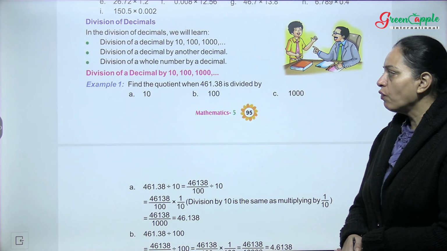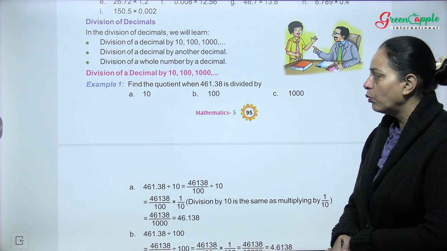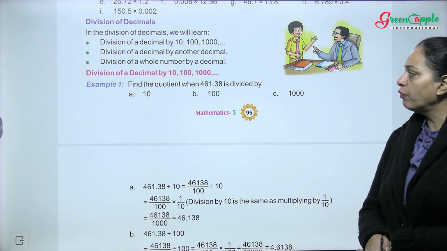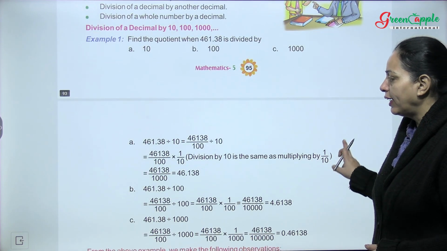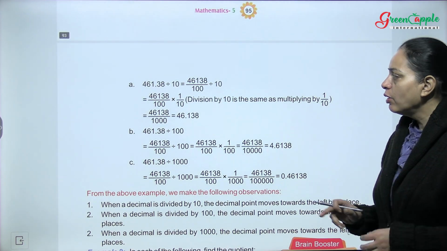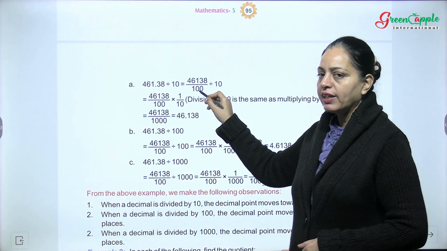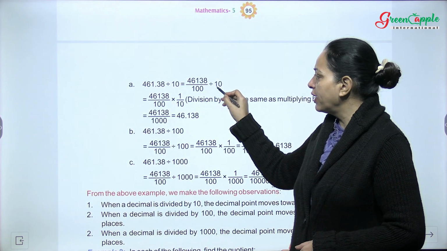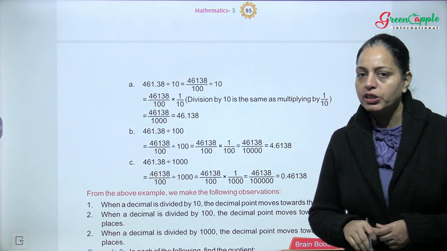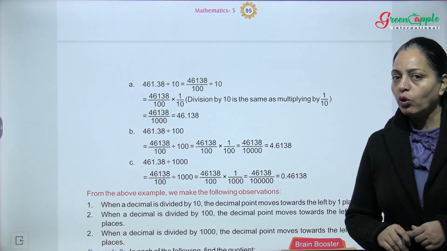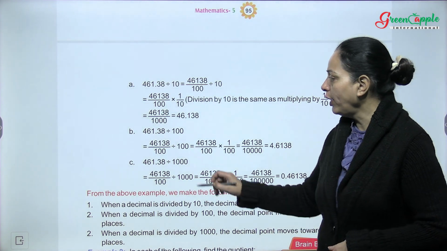So first, division of a decimal by 10, 100 and 1000. Very simple, like example 1. Find the quotient when 461.38 is divided by 10. So divided by 10, what will you get? First remove this decimal point, we are getting 46138 upon 100, and divided by 10. Now change division into multiplication, you will get 1 upon 10. Now you are getting 1000 in the denominator. So where will you write the decimal point?